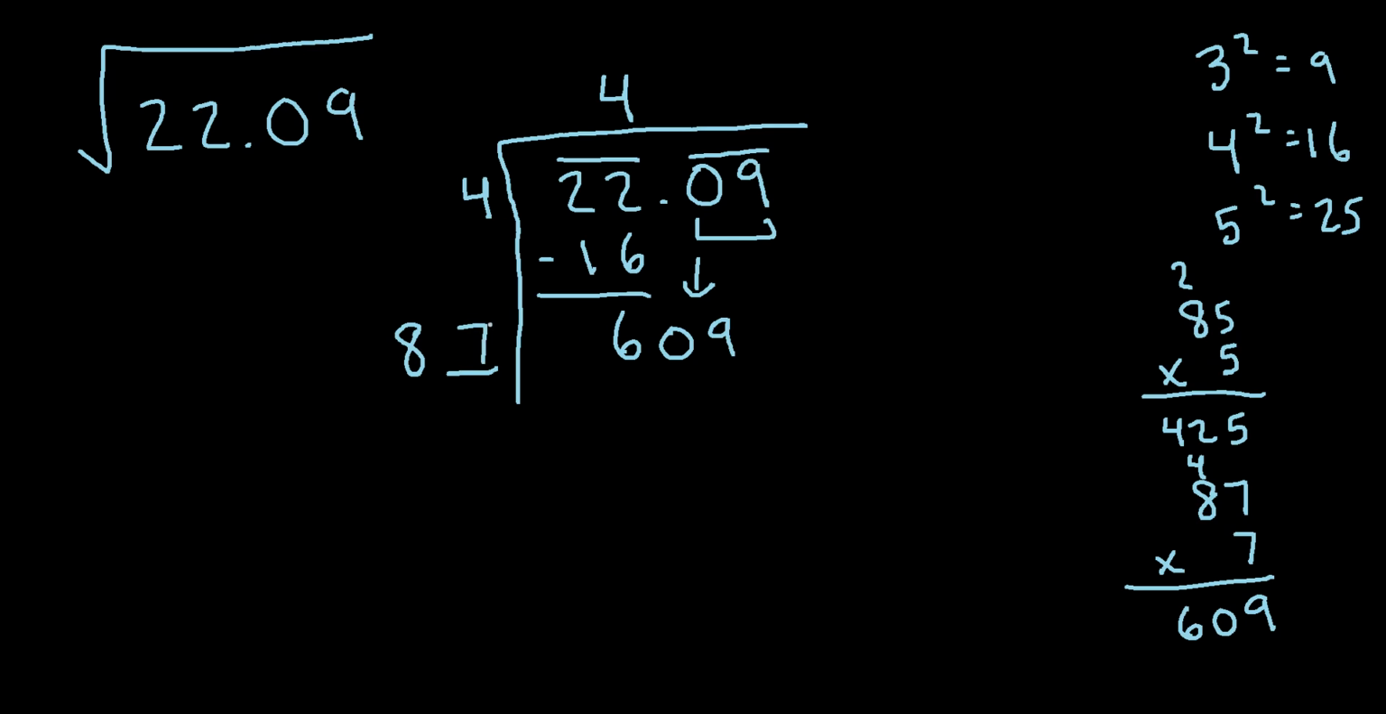So we'll write a 7, and remember, whatever we write right here, we also have to write up here. And notice that we've gone beyond the decimal point, so that means we need to put a decimal point right here. So the 7 will go behind the decimal point. We said 87 times 7 was 609. So when we subtract that, we get 0, and notice there's nothing left to bring down here, so that means we're done. So that's our final answer. The square root of 22.09 is 4.7.